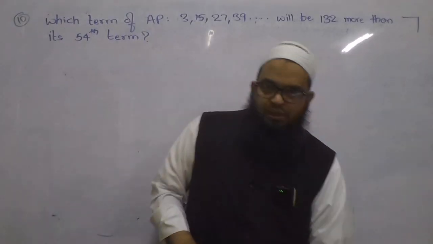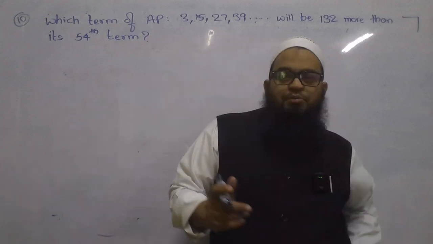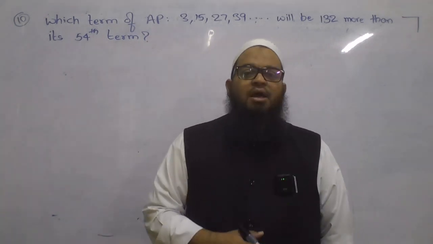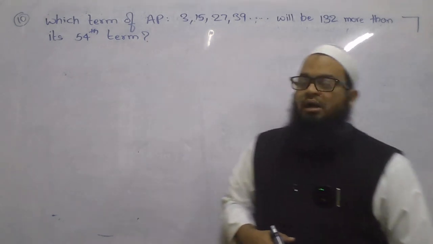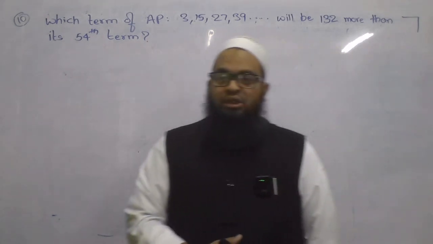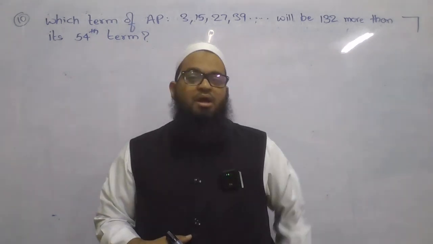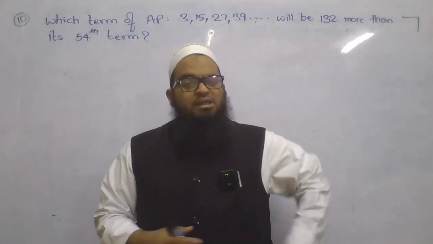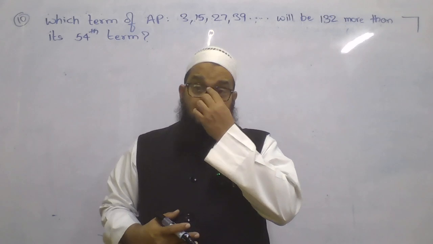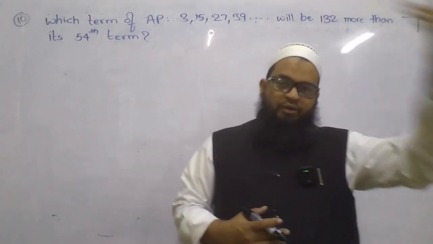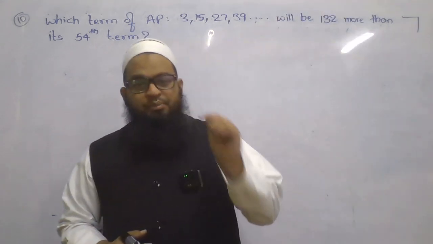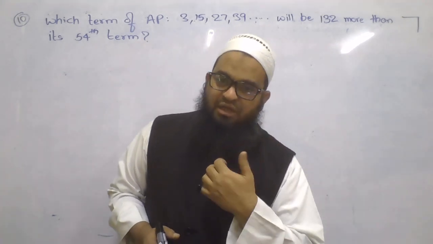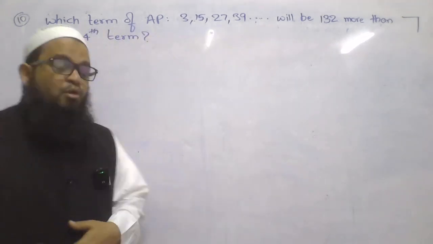This is also one of the good problems. Which term of the AP 3, 15, 27, 39 will be 132 more than its 54th term? More than, exceeds, less than, twice, thrice. These are all statements, right? We have done it in 7th grade simple equations. If you have trouble with this, please go to the 7th grade textbook, try to solve them by yourself and check the answers. Anyways, which term of the AP?